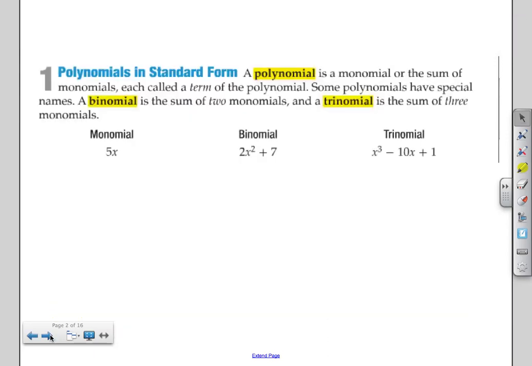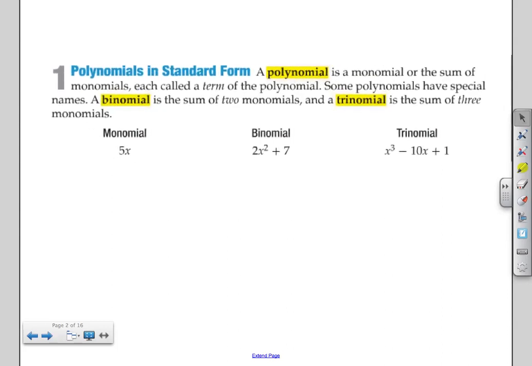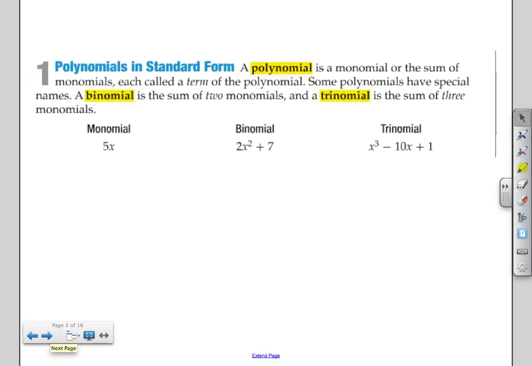A polynomial is a monomial or the sum of monomials. So a monomial, as we've talked about before, is one term. A binomial is going to have two terms, 1, 2, and there's going to be an operation in between. And obviously a trinomial has 1, 2, 3 terms, and it's the sum of 3 terms.